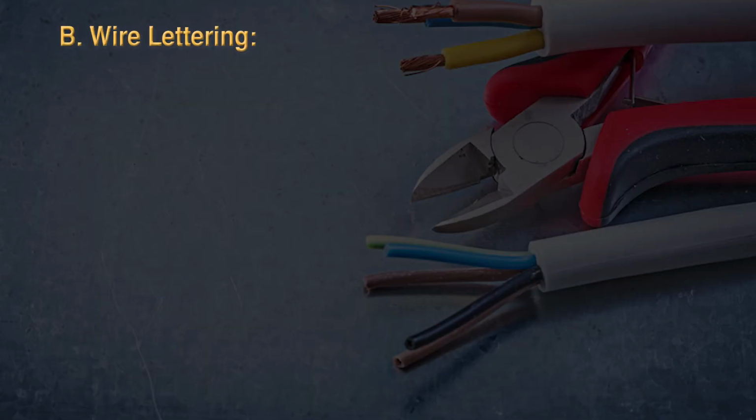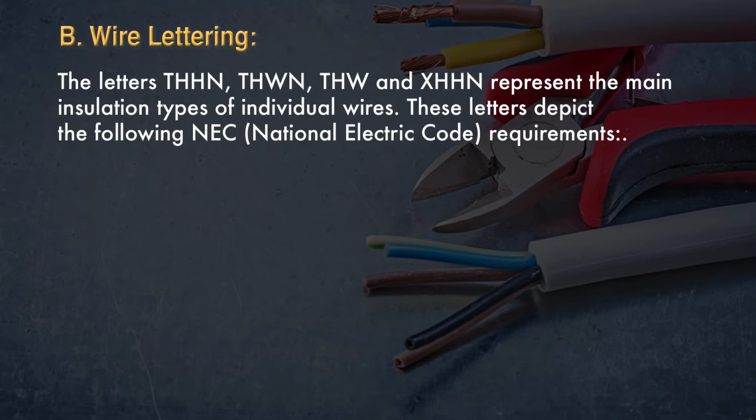Now we are going to discuss the wire lettering. The letters THHN, THWN, THW and XHHN represent the main insulation types of the individual wire.